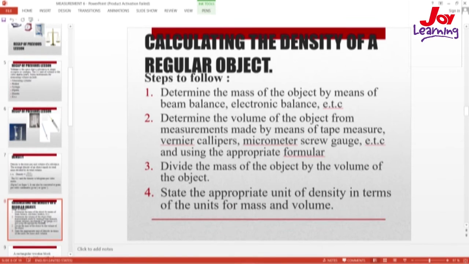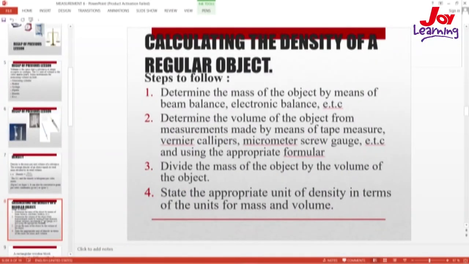The second step is to determine the volume of the object from measurements made by means of a tape measure, the vernier calipers, micrometer screw gauge, and so on and so forth, and using the appropriate formula to get the volume. So for example, to get the volume of a cuboid, we multiply the length times the width times the height, and that will give us the volume of a cuboid.